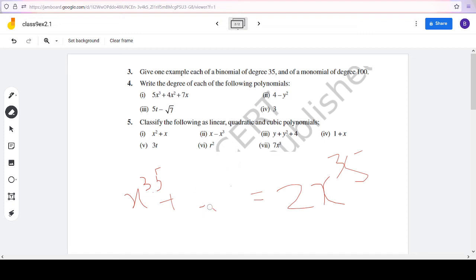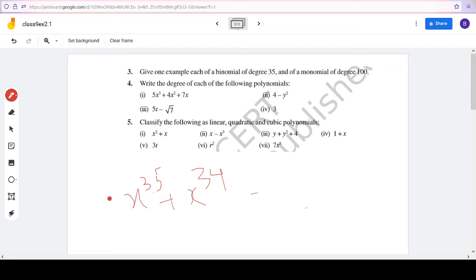not any variable, since we are only concerned with polynomials with single variables in this whole chapter or class 9 and 10 board. So I can take x power 35 plus 1, or x power 35 plus x power 34, which is also a degree 35 binomial. So as you very clearly saw, x power 35 plus 1 or 2 or x, you can form any binomial of degree 35.